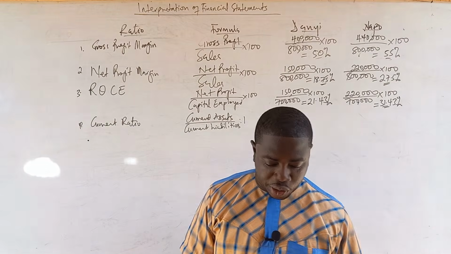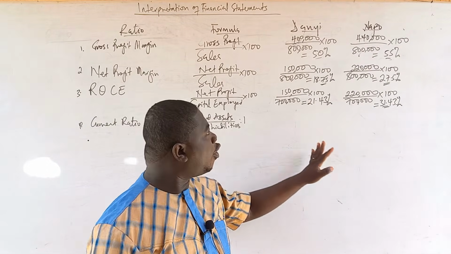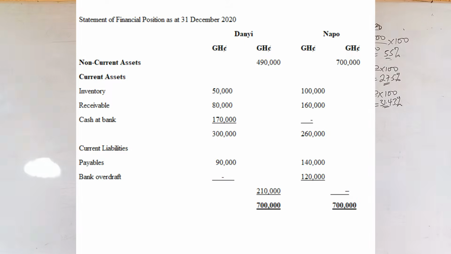Now, we can see from the question that for Danny, their current asset is 300,000 Ghana cedis. And then for Napo, their current asset is 260,000. And then for the current liabilities, it's 90,000 for Danny. And then if you look at 140 and 120 for Napo, it's still 260. Okay, so you can look at it and then do your own calculations.